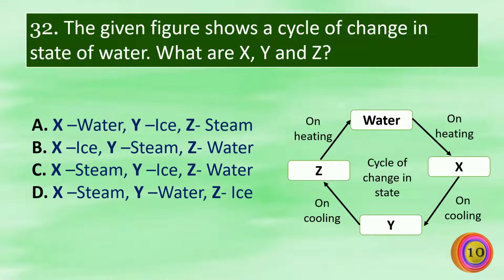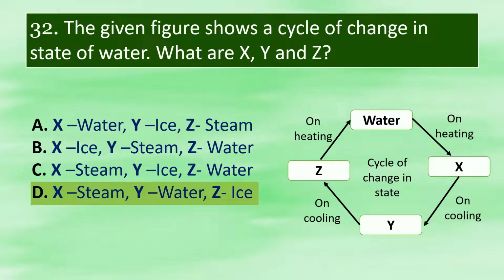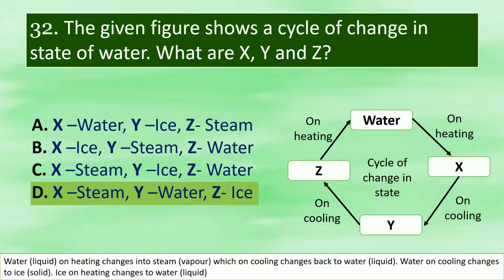The given figure shows a cycle of change in state of water. What are X, Y, and Z? The answer is option D. Water that is liquid on heating changes into steam, which on cooling changes back to water. Water on cooling changes to ice. Ice on heating changes to water that is liquid.